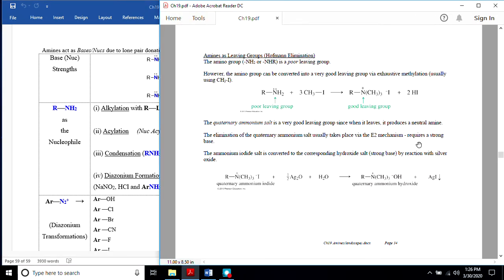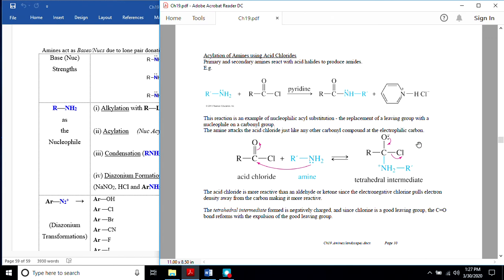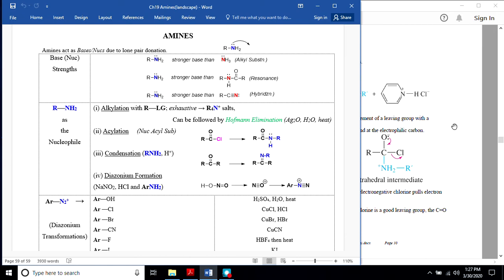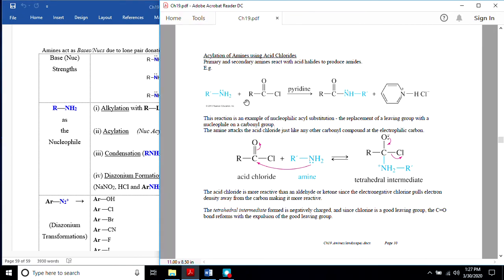So we've done alkylation, which is just nucleophilic substitution. We've done condensation. If we then go back and talk about what will be reaction number 2, that is acylation. So acylation means we're adding on an acyl group. So if you add an acyl group to a nitrogen, you generate this functional group, which is an amide.